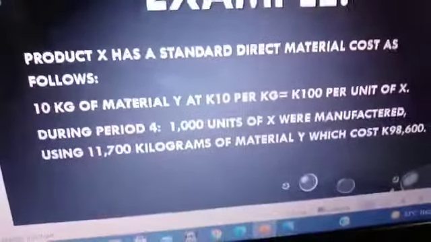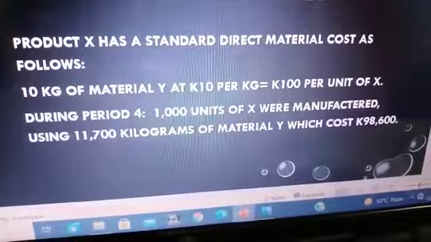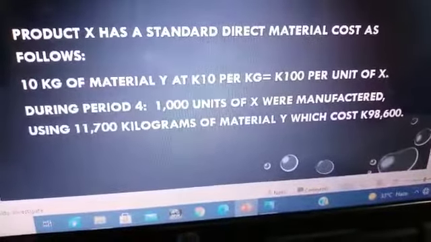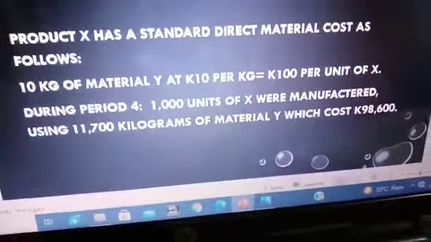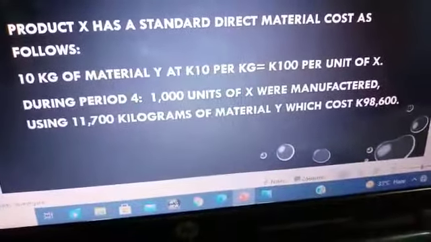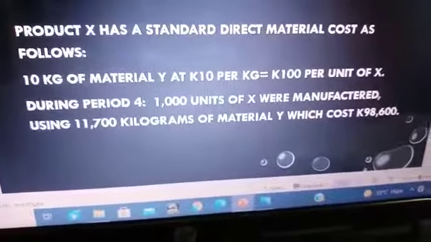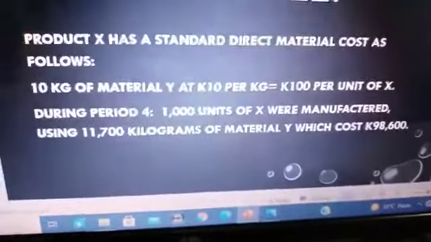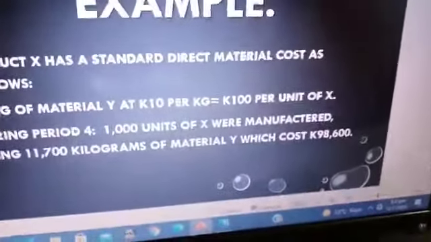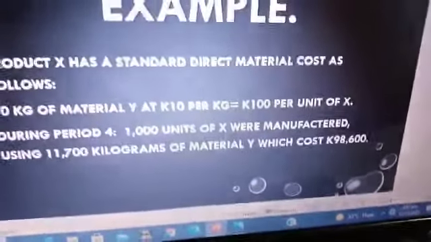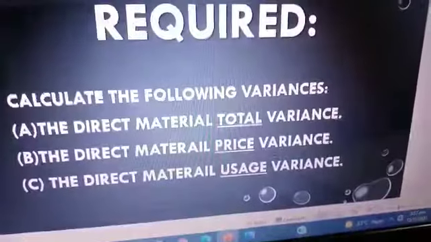Let me elaborate something here. When you look at a product, it is called product X in this case. So you need 10 kg of material Y for this unit, but there's a rate at which you buy this material, which is 10 per unit. So 10 by 10, 100. When you look at period 4, you're looking at the actual units you produced, and you're looking at the actual kgs you used, and you're looking at the actual cost you used. The variance will come about by the comparison of the actual and the budgeted.